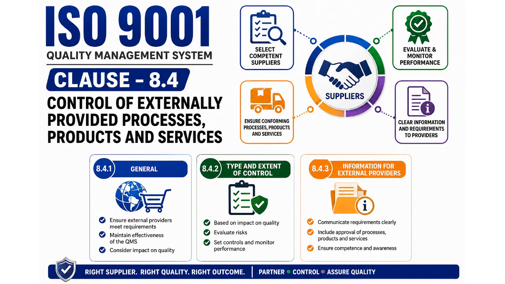This also includes defining competency requirements, qualification standards, supplier interactions, performance monitoring and control measures. Where necessary, organization or customer may also perform verification or validation activities directly at supplier's premises. Clear communication with external provider is essential to avoid misunderstandings, ensure conformity and maintain consistent quality performance. For every organization, effective supplier communication is critical for ensuring compliance, reducing risk and achieving reliable supply chain quality.